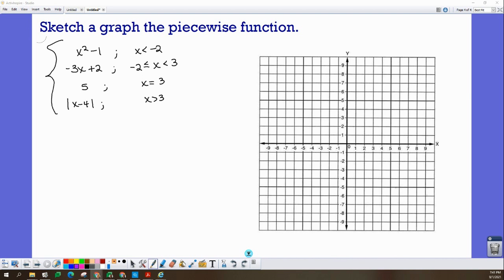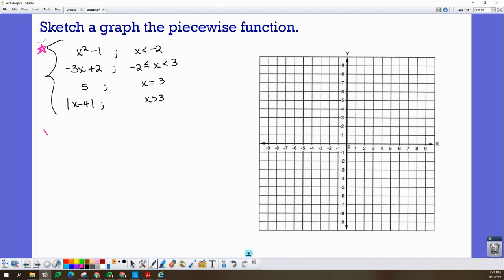Here we want to sketch a graph of the piecewise function. So let's start with the first piece. We have that when x is less than -2, our graph is going to look like x squared minus 1. That is a parabola that has a vertical translation down 1 unit.